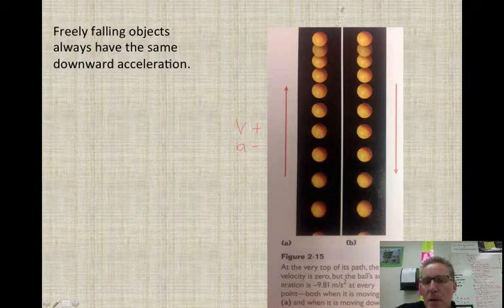It's slowing down. At some point, when it gets to the top, for that one instant in time, velocity will be 0, but acceleration is still going to be negative. Then as we start to go back down, acceleration is still negative. In this case, velocity is also going to be negative because it's going down. And as it goes down, it's going to speed up, thus the bigger spaces in between the pictures.